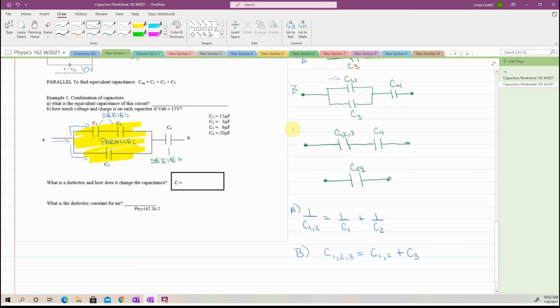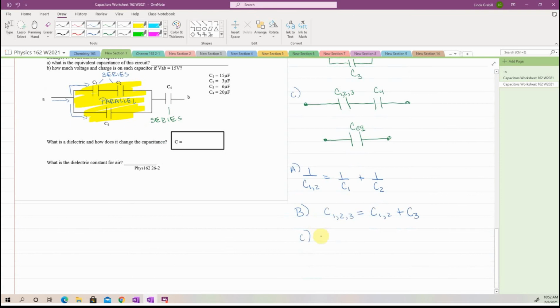And then my last little bit, I'll call this step C. What am I going to have? Step C, I have them both in series. So this is going to take me right to my equivalent capacitance. So this is going to be C. 1 over CEQ is going to equal, they're in series, so 1 over C123 plus 1 over C4. Now it's just time to put numbers into that.